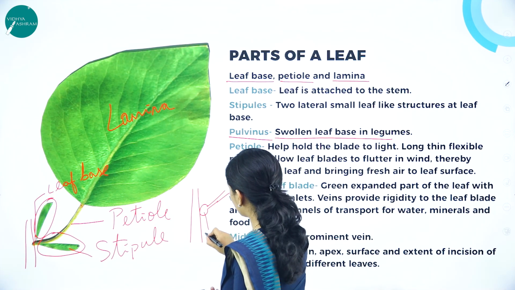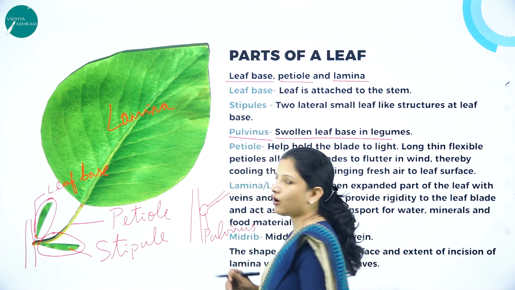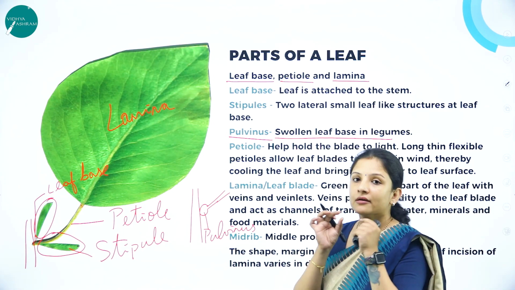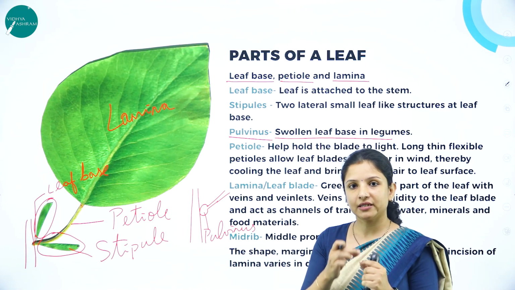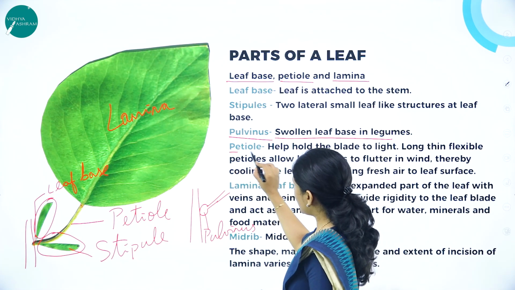So this swelling, we can call it the pulvinus. It is called the pulvinus. Not all, but usually leguminous plants will have a pulvinus. That is, the tip of the petiole or the base of their leaf will be swollen. It is called the pulvinus. And the next part is the petiole.